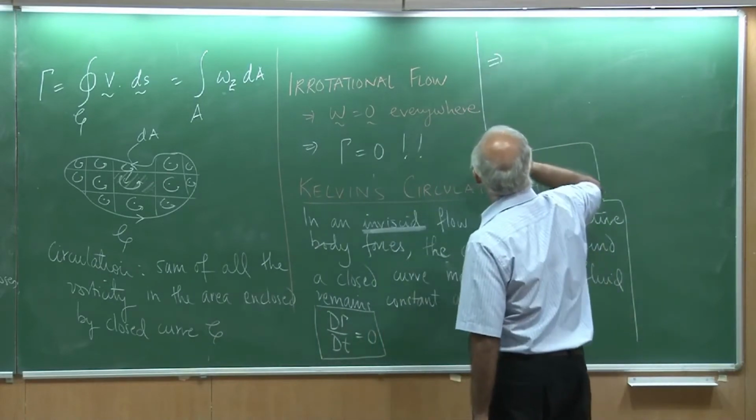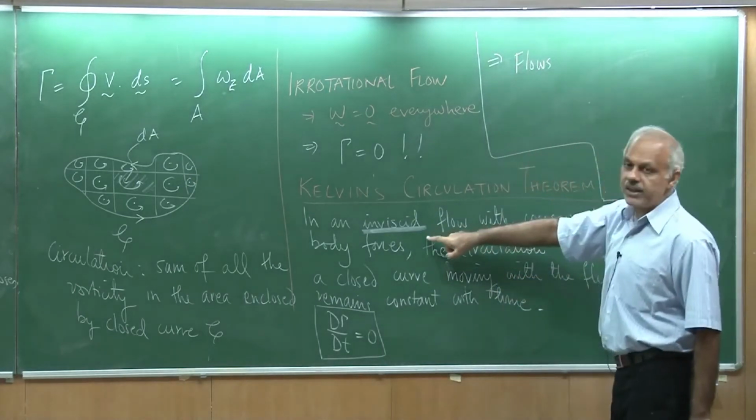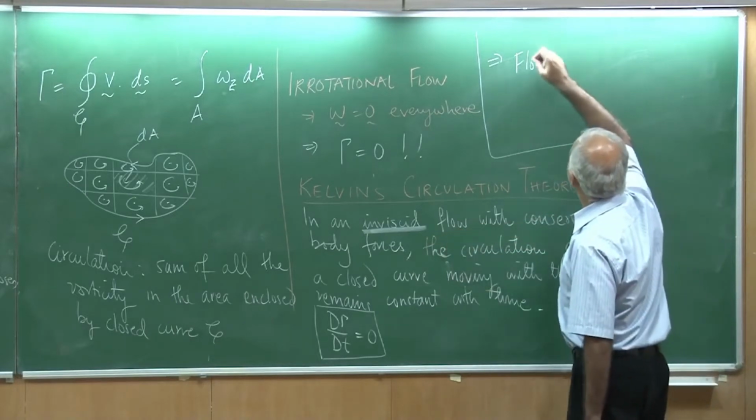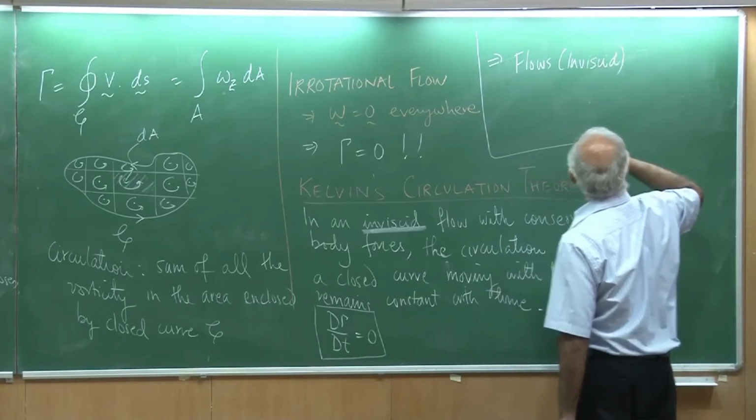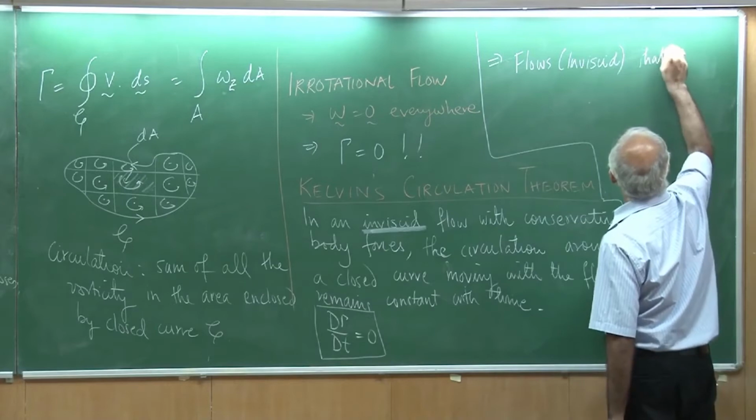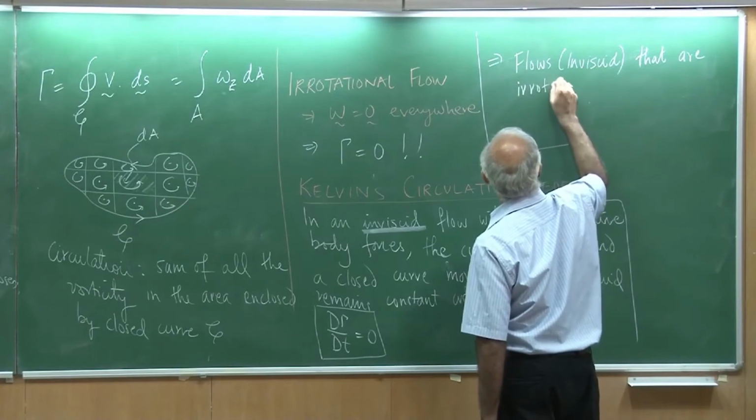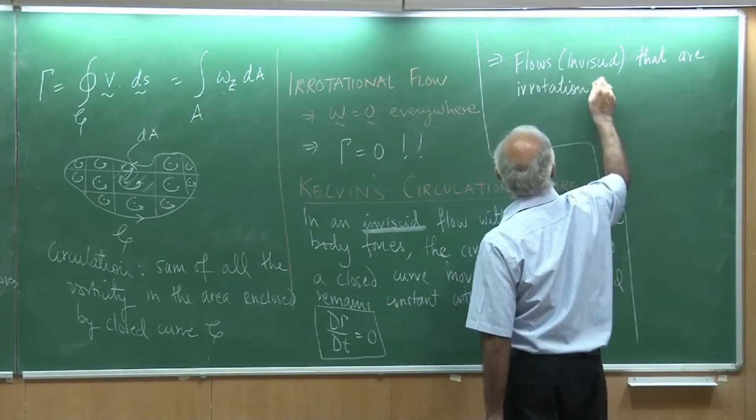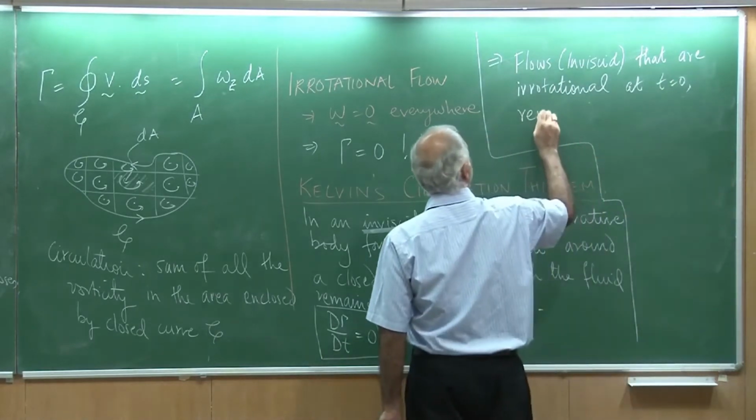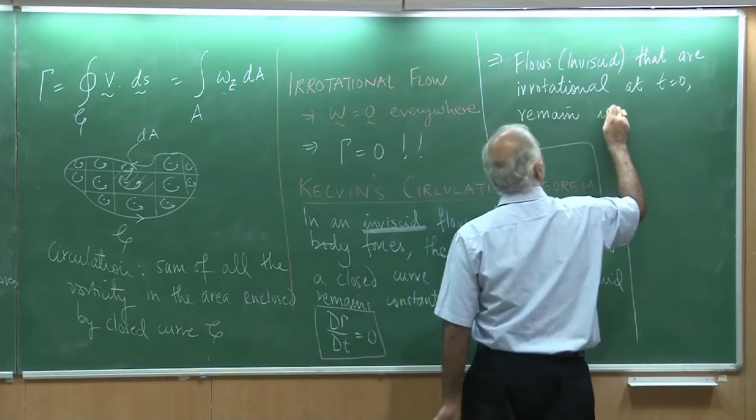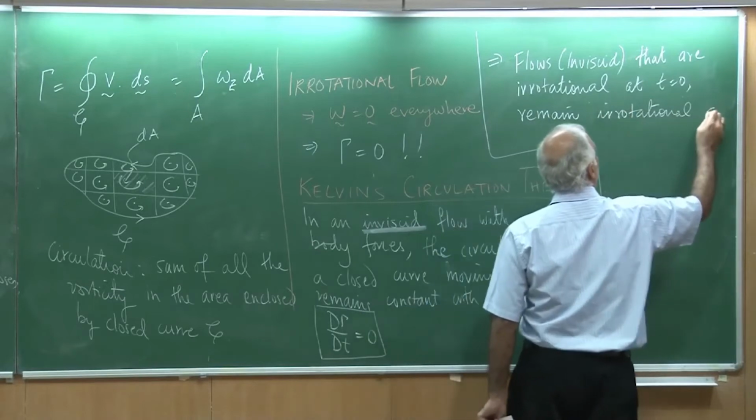So, this implies that flows, of course we are talking about inviscid flows, so maybe I should clarify that, inviscid flows that are irrotational at t equal to 0 remain irrotational at all t.